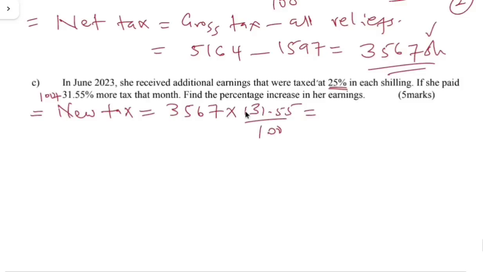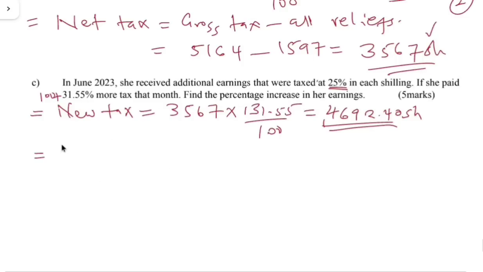So hiyo answer times 1.3155 itanipa 4692.40. Sawa. So 4692.40 shillings. So this one is my net tax after increase. Sawa, so ime increase yani na 31.55%. Sasa hii ni net tax, natafuta gross tax ndo sasa niweze kuchora hizo slabs.